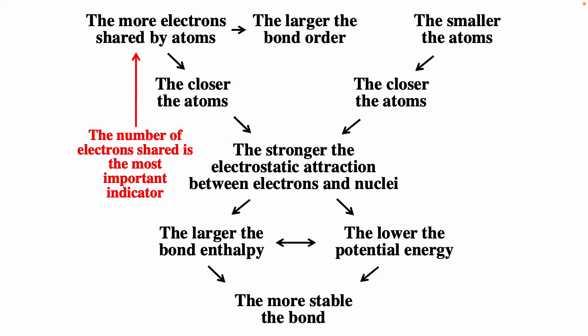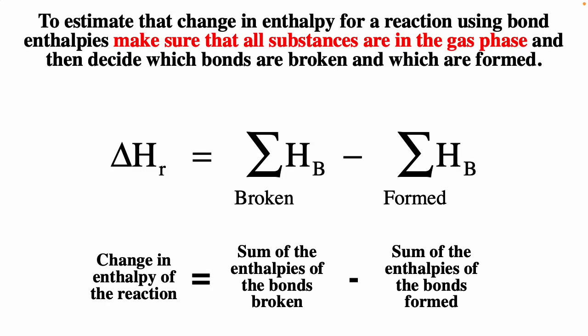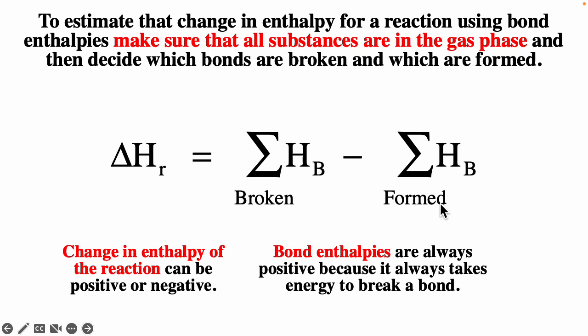I mentioned that we can calculate the change in enthalpy for a reaction using bond enthalpies. We take the sum of the bond enthalpies of the bonds broken minus the sum of the bond enthalpies of the bonds formed. Now, the change in enthalpy of a reaction can be positive or negative. So what you calculate can be positive or negative, but bond enthalpies are always positive. This is often a confusing part. Again, bond enthalpies are always positive, but when we calculate the change in enthalpy for a reaction, that can be positive or negative.